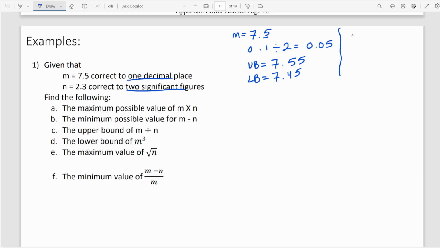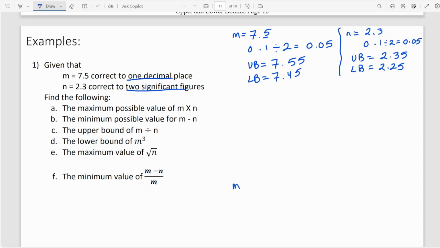Now, for n, it's 2.3, rounded to 2 significant figures. This is the first significant figure, and this is the second. So we're going to put a 1 here, change everything else to 0, divide it by 2 to find the error, and we get 0.05. This is my error. And so the upper bound for n is 2.35, and the lower bound is 2.25, okay?